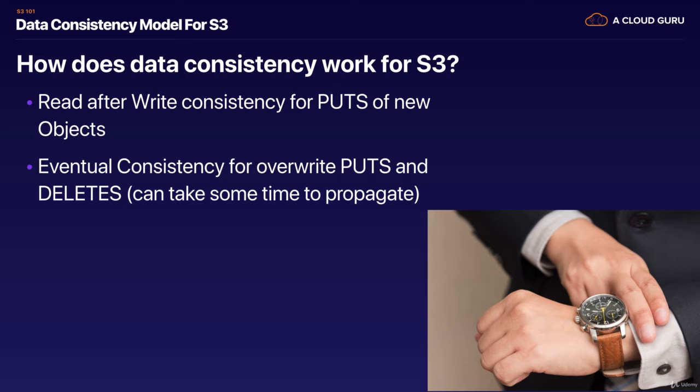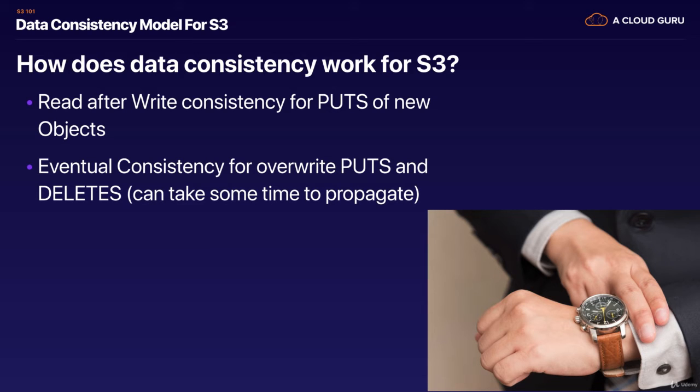So let's say we've got version 1 of a file, and then we upload version 2, and you immediately try and read that object. Basically what's going to happen is you might get version 1 or you might get version 2. But if you wait like a second, you're always going to get version 2. So there's an eventual consistency for overwrite puts and deletes. So only when you're overwriting a file or you're deleting a file, eventually it's going to be consistent.